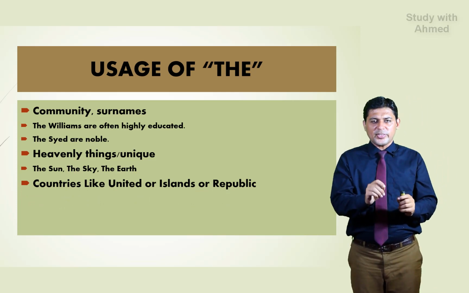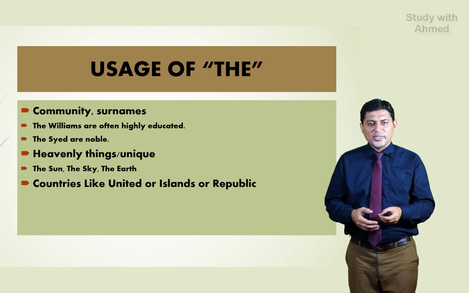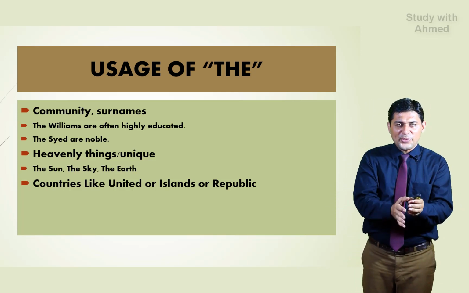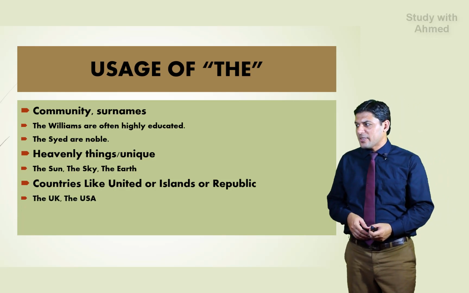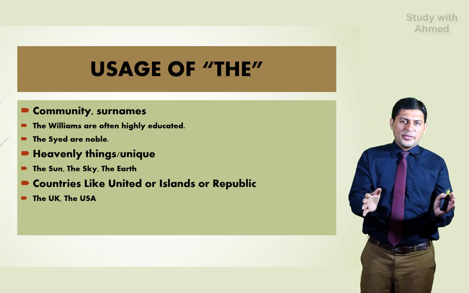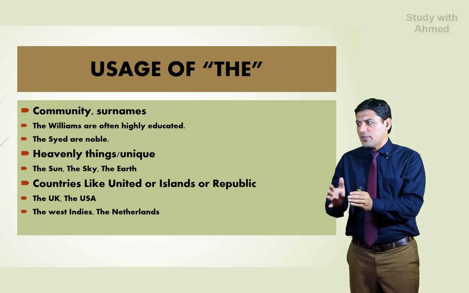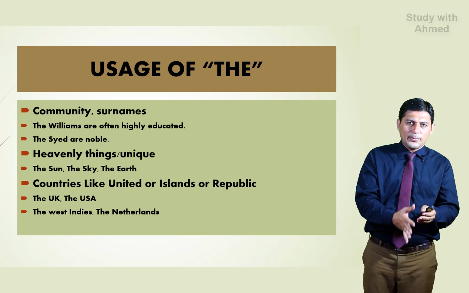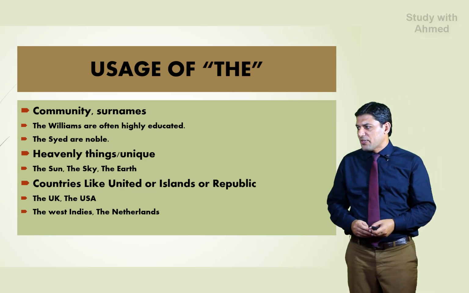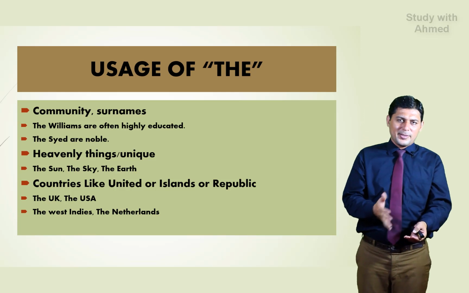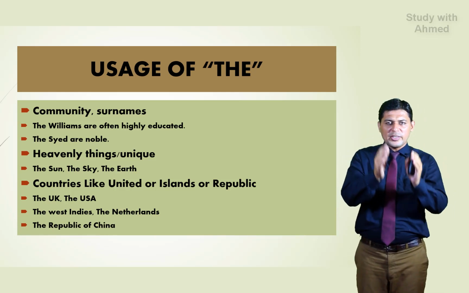But we have certain countries where we have to use the. Example, those countries that start with United, the USA and the UK, and more countries, and those countries that are based on islands. The West Indies, island based. They are different islands. The West Indies, the Netherlands, the Maldives, all are island based countries. We use the. And the very last is a country that takes a republic with itself. So the Republic of China. So we use the, right?